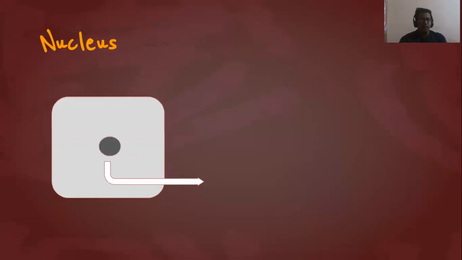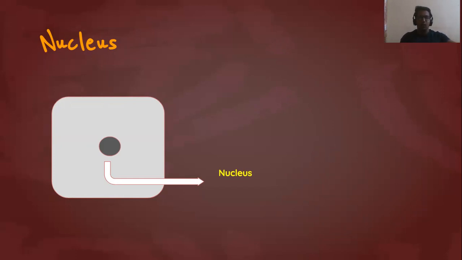The next thing is obviously the most important part. I told you this is like the king of the cell. It controls everything, like how a king controls his kingdom. Nucleus is the thing which is so important. Nucleus controls all functions of the cell.